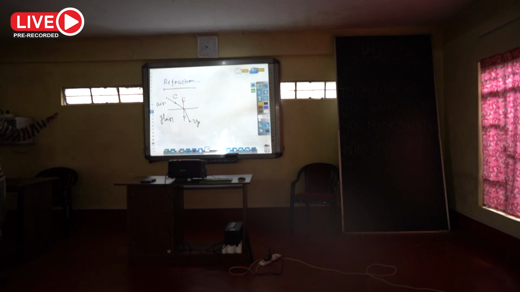Now see the diagram. If it strikes perpendicularly, there will be no change in path, only the speed changes. If it is striking obliquely, then there is a change in speed as well as a change of direction. So direction change is an additional phenomenon. It may occur, may not occur, but speed change will always occur when it travels from one medium to another medium. So this is the primary reason for refraction of light.